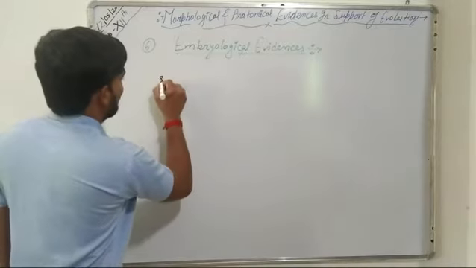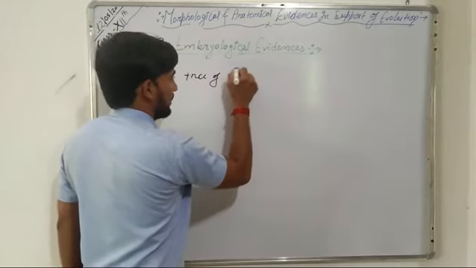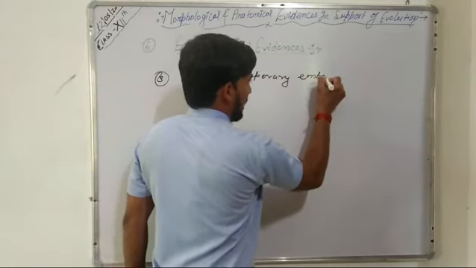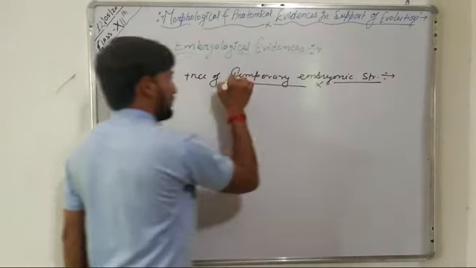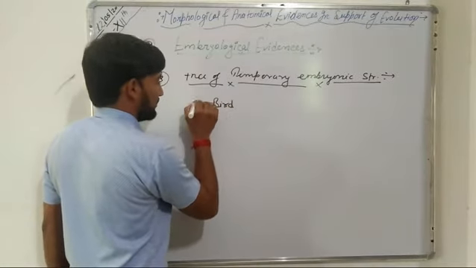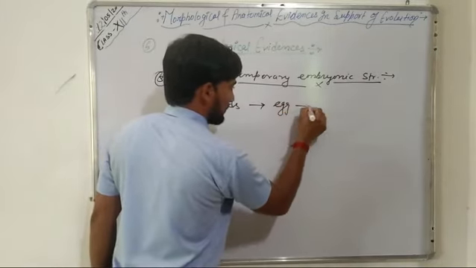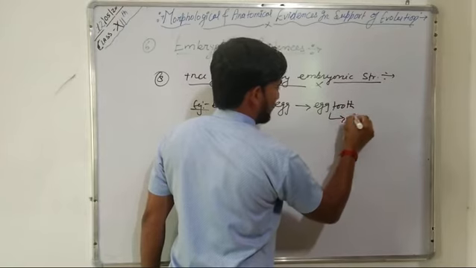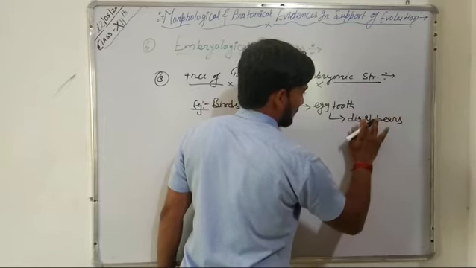Now the third example is the presence of temporary embryonic structures. In this case, the birds are the example. The egg of these birds contains the egg tooth, and this egg tooth disappears when the egg hatches.